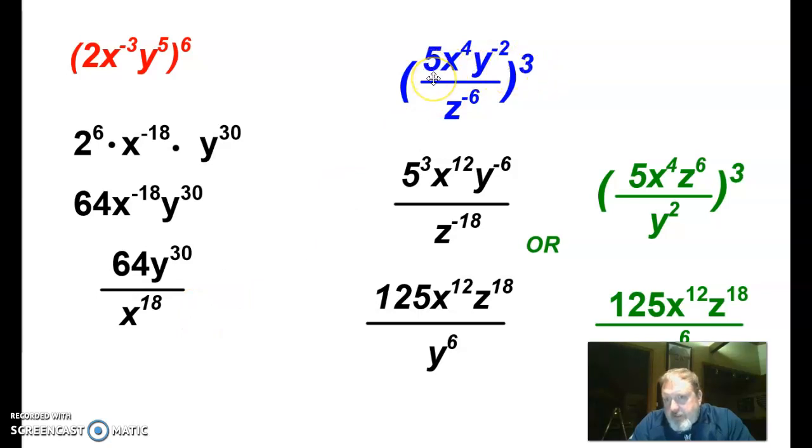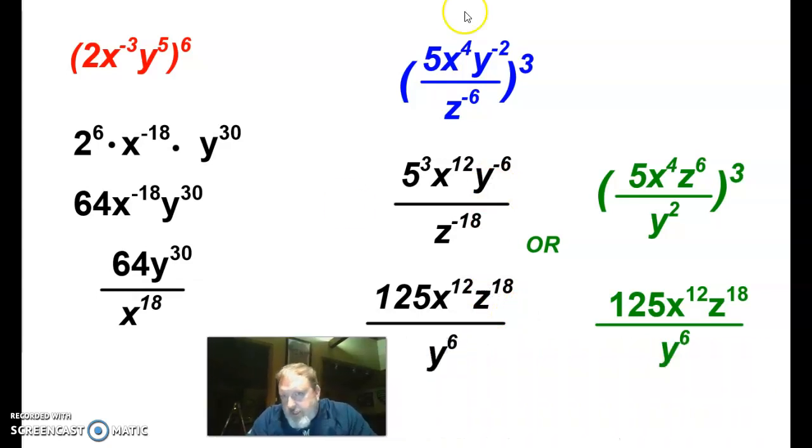Same idea here. Two ways we can do this. I can cube everything right away. That's what you see here. So 5 to the 3rd, x to the 12th, negative 2 times 3, negative 6 times 3. Then I've got to address my negatives. This one goes to the denominator. This one goes up top. So that's one way to do this.